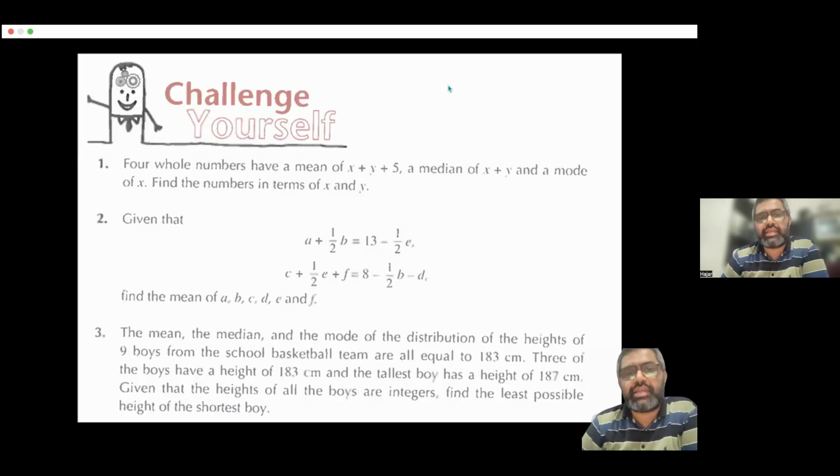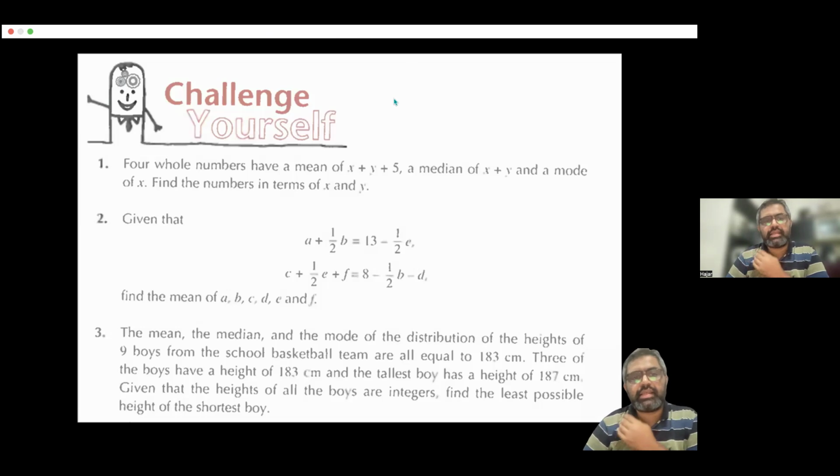Chapter 17 of D3 Mathematics is about statistical averages. Statistical averages are mean, median, and mode. Mean is the typical average, the sum of everything divided by the total number of elements. Median is the middle element, and mode is the most frequent one. So we have 3 questions over here in Challenge Yourself.